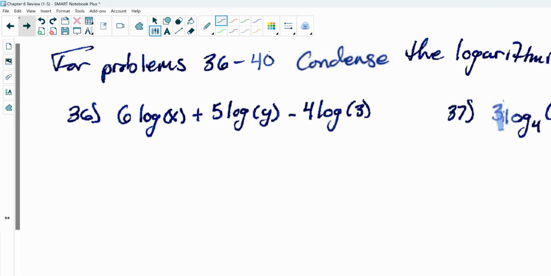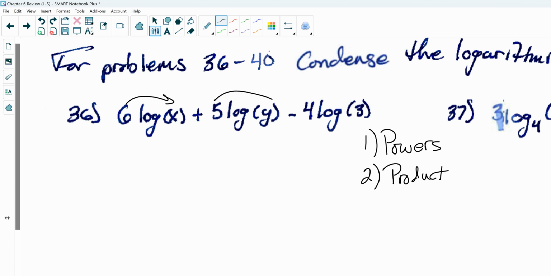Condensing, we work in kind of reverse order. First one we're going to do is powers, and if there are negatives, take the negative with the exponent, or just take the negative 1 as the exponent. Then product, and then simplify where needed.